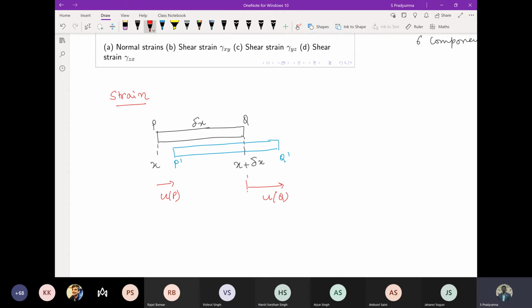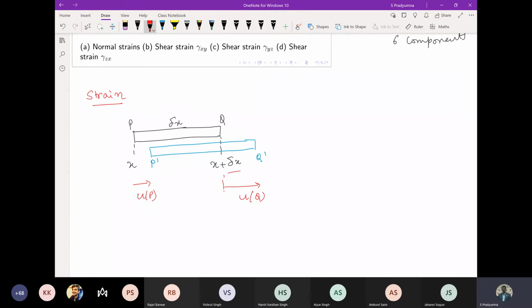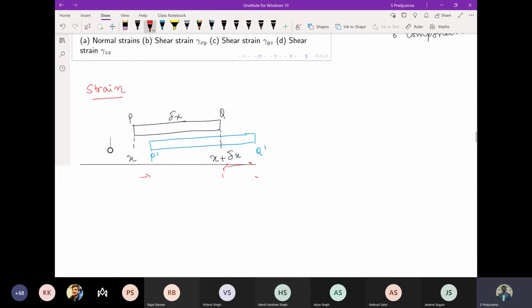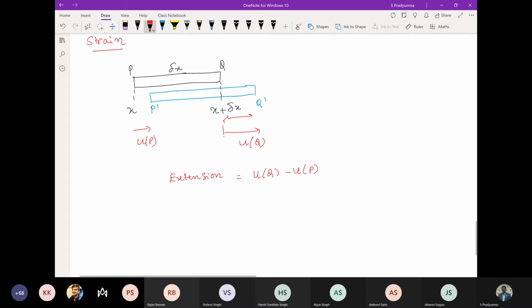If it's a rigid translation, whatever the U here, you will also have the same here. But that is not the case because it's a deformable body. Therefore, now I should know what is the extension of this. How do I write the extension? Extension is equal to U at Q minus U at P. So that will give you the extension delta.